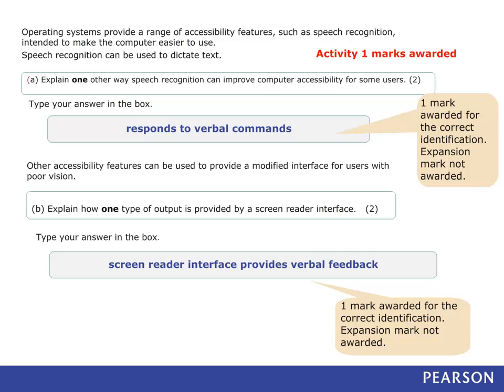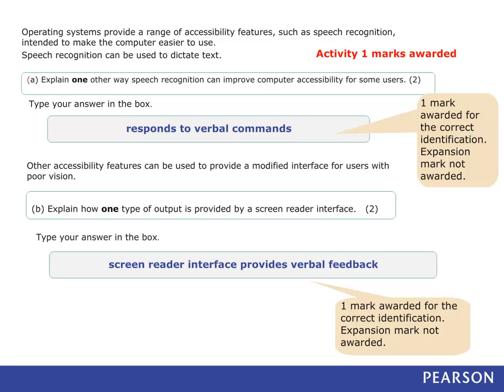Let's look at what marks were awarded by the examiner. As you can see from the comments, 1 mark was awarded for Part A and 1 mark for Part B. Part A. 1 mark awarded for the correct identification responds to verbal commands. The expansion mark was not awarded. To award the expansion mark, there needs to be an explanation as to why it improves accessibility for some users. For example, so there is no need to use a physical input device, or for users unable to use a keyboard or other physical input device.